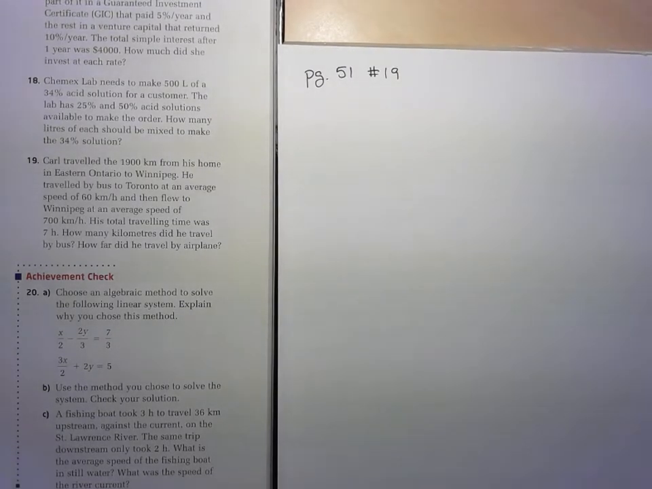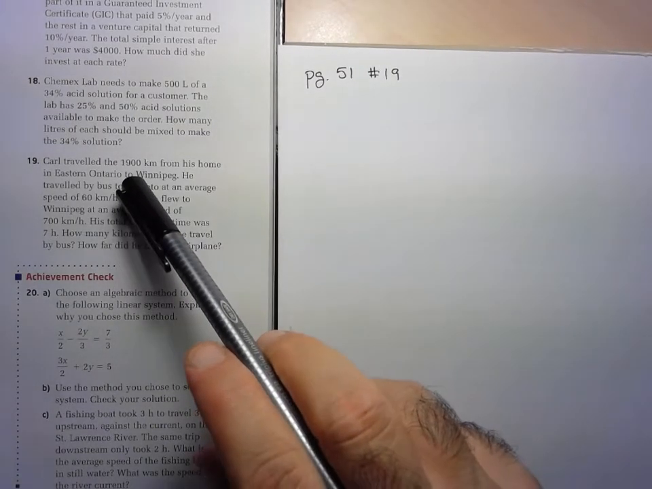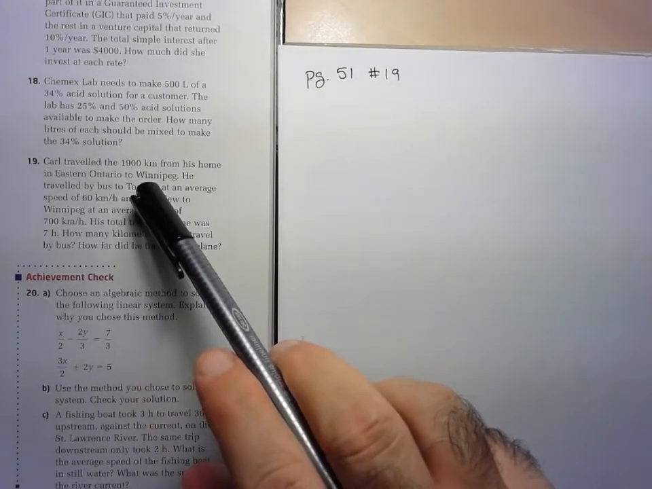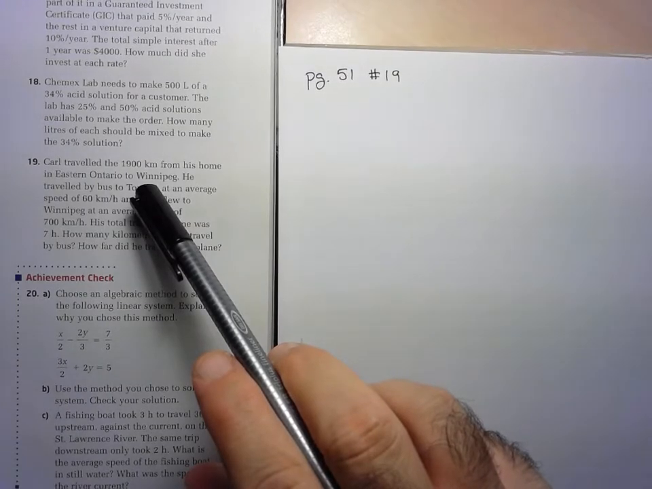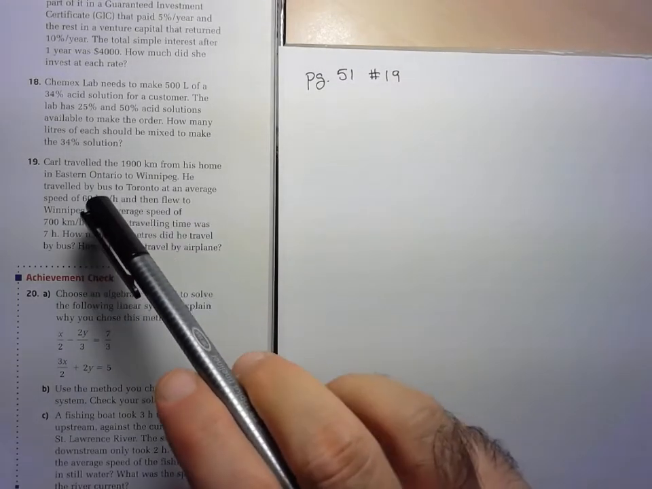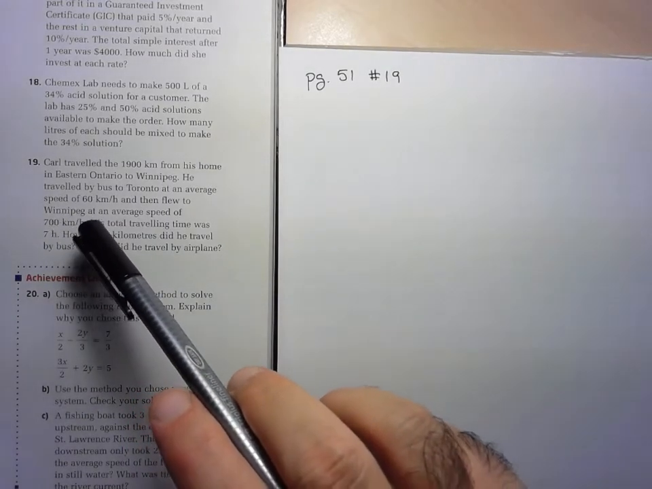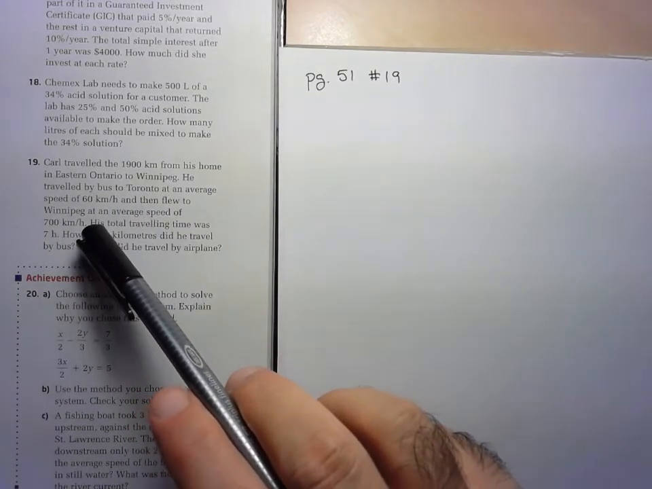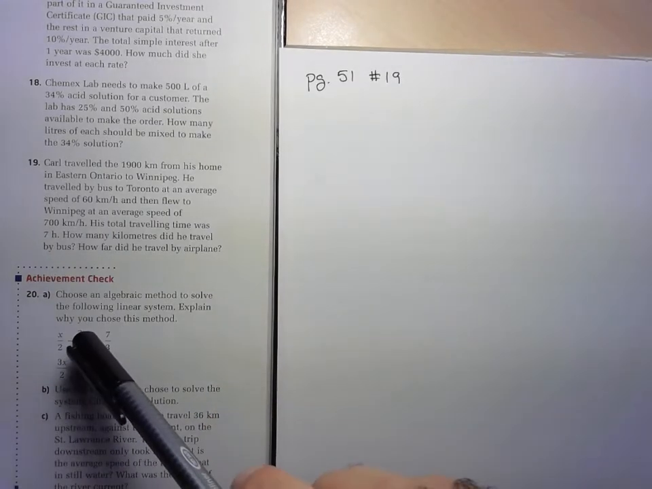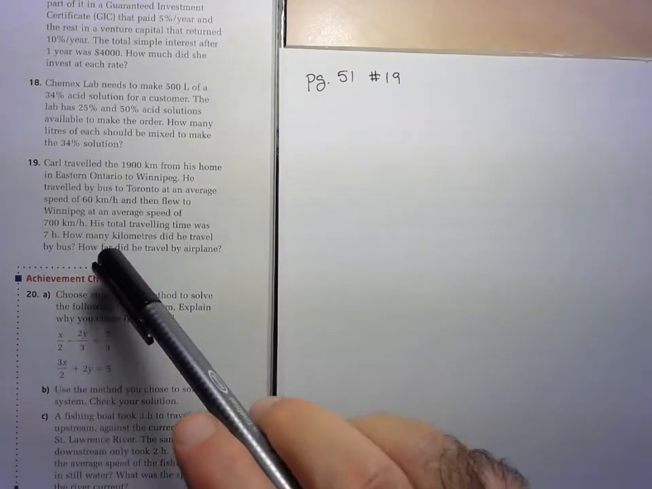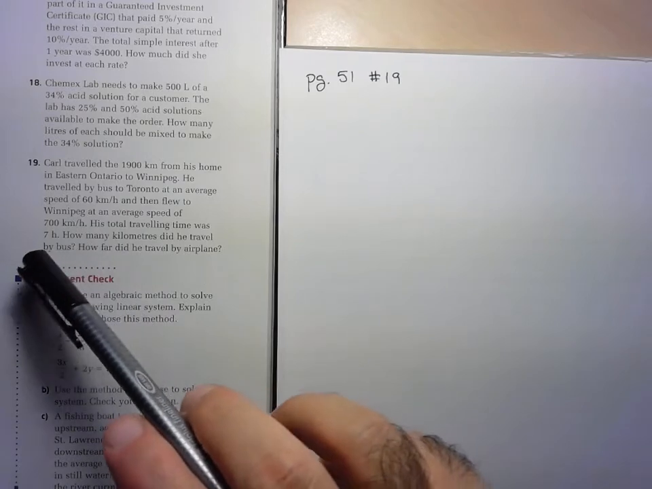So it says Carl traveled 1,900 kilometers from his home to Winnipeg, okay, but he didn't do it by one mode of transportation. He traveled first by bus at a speed of 60 kilometers an hour, and then from Toronto to Winnipeg, he flew at a speed of 700 kilometers an hour, okay? And they tell us that the total traveling time was 7 hours.